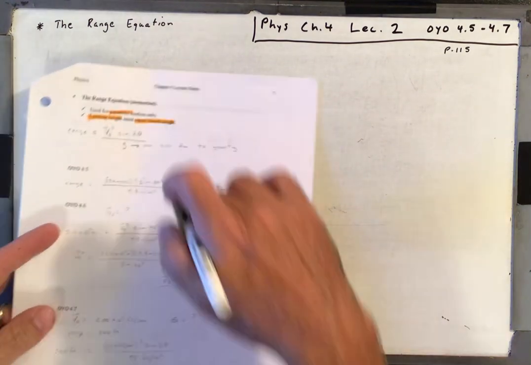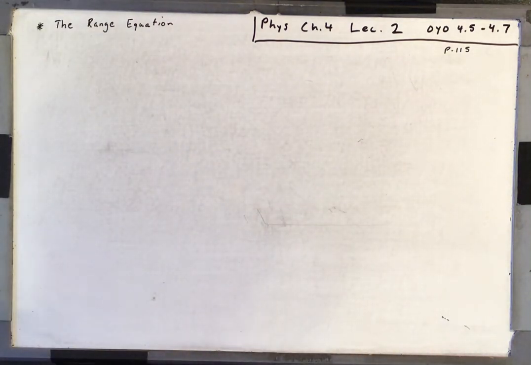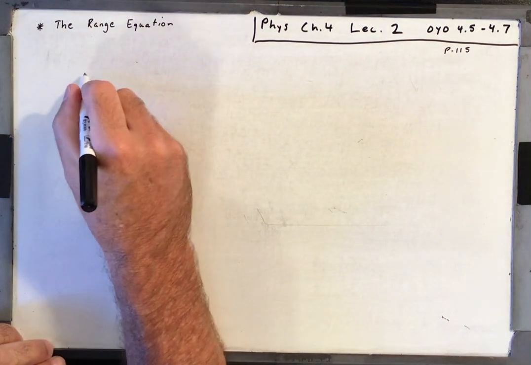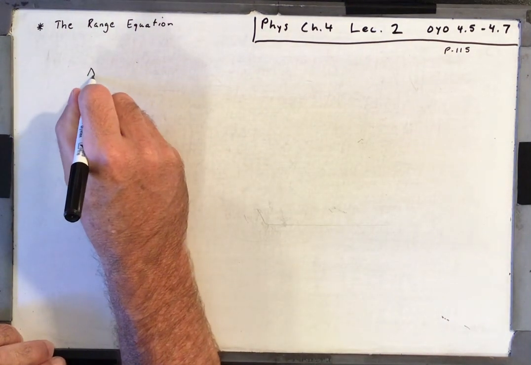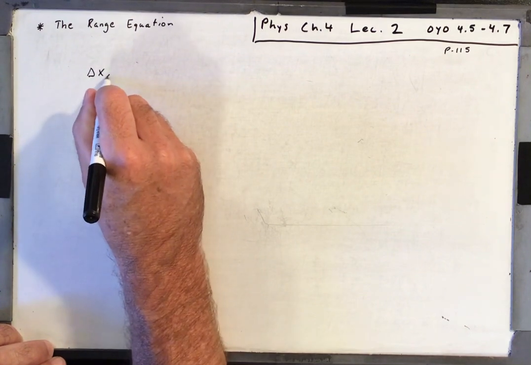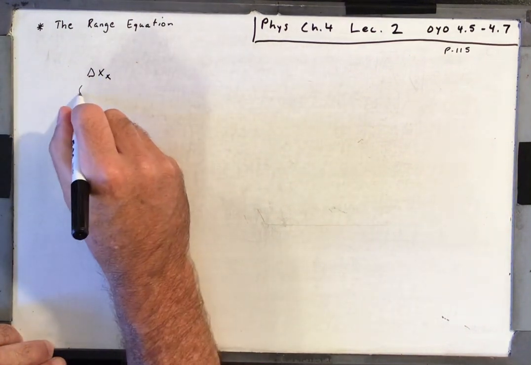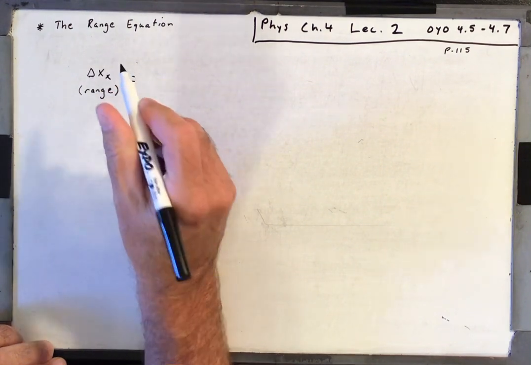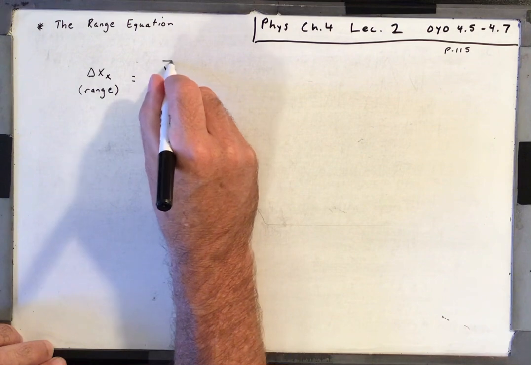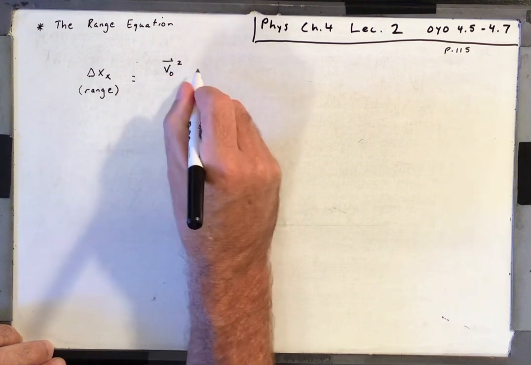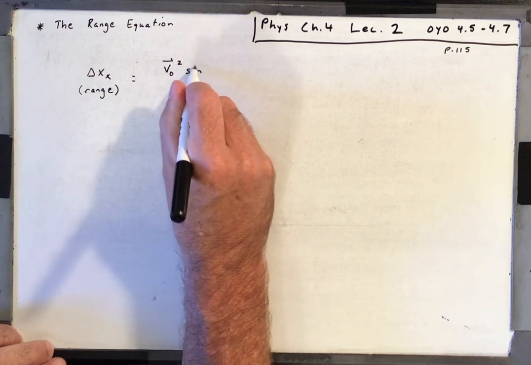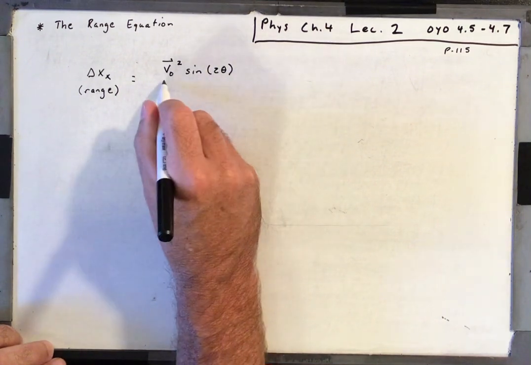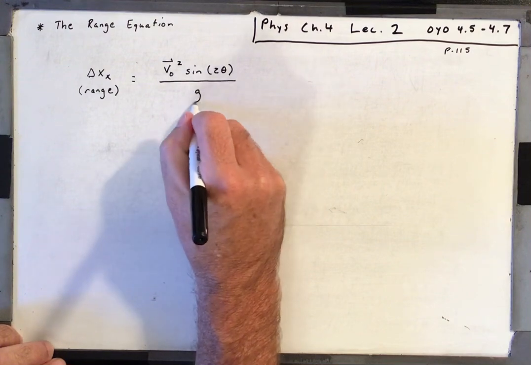So in the space in your notes, write down this equation, the range equation. What you're finding is delta x sub x, which is what we call the range. It's equal to the initial velocity squared times the sine of twice the angle, so we call that 2 theta, over g.